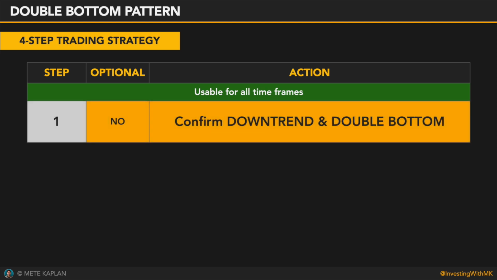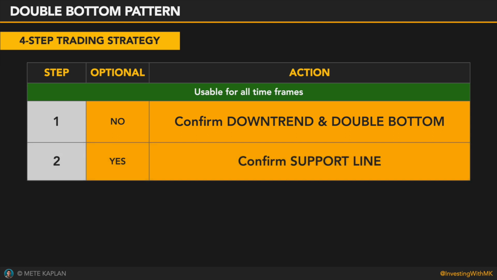1. Confirm downtrend and double bottom. The first thing you should do is spot a double bottom on the chart. You can use the Heiken Ashi bar type to quickly identify a double bottom. However, there should be a downtrend to reverse. Also check the market structure.